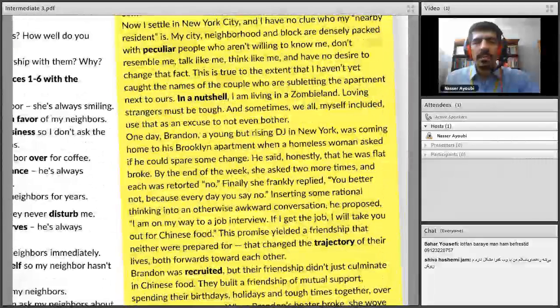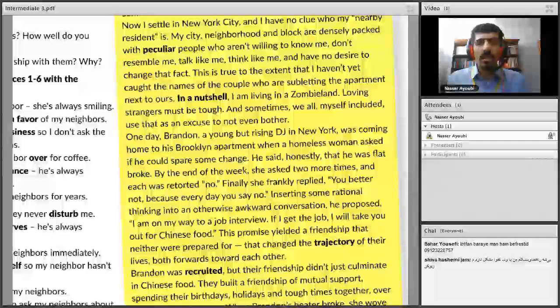In a nutshell, briefly, to cut the long story short, I'm living in a zombie land. You know, in zombie land, there are a lot of people who, let's say, don't know each other. They just quickly walk along the streets to get to their destinations, without even having an idea of knowing each other, respecting each other, I don't know, loving each other. They are just like walking dead. I'm living in a zombie land.